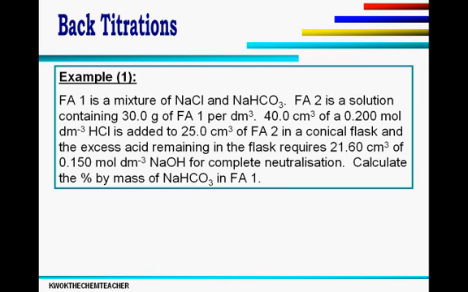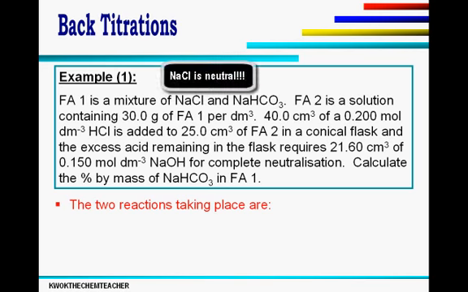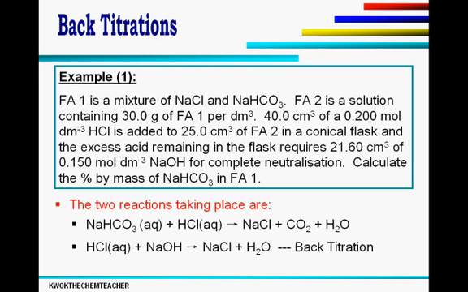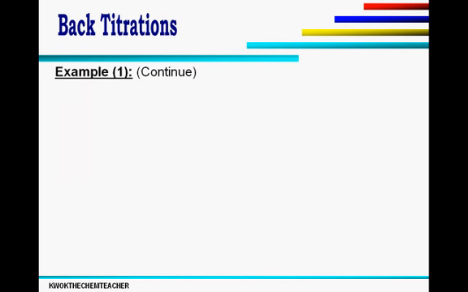It is important for you to identify the reactions that are taking place. There are two reactions taking place. Do note that sodium chloride is neutral, so it will not react with hydrochloric acid. The first reaction is when your sodium hydrogen carbonate reacts with hydrochloric acid. Your hydrochloric acid is in excess. So this excess hydrochloric acid will be reacted with sodium hydroxide in a back titration manner for you to find out how much excess hydrochloric acid is present, and therefore how much hydrochloric acid is used to react with sodium hydrogen carbonate.